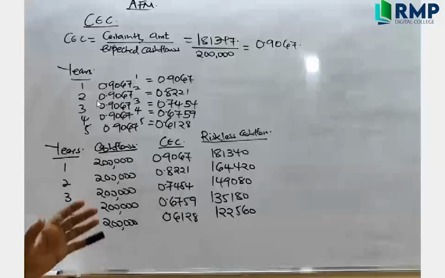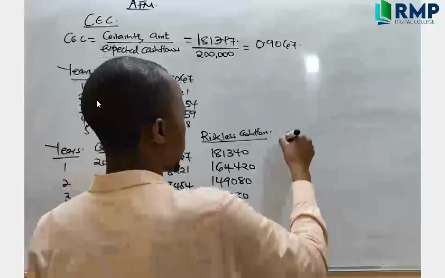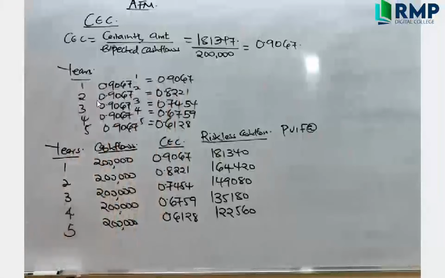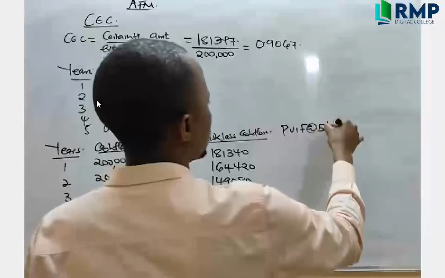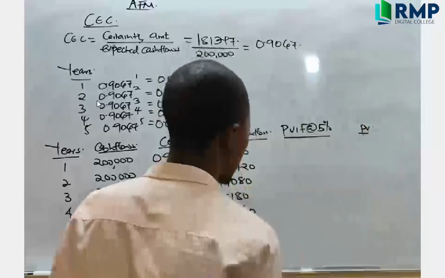122,560. Once you have the riskless cash flows, you're going to be multiplying them with the present value interest factor at the rate of how much? At the rate of 5%. That is the risk-free rate of return. Then you're going to be getting your present value at the end.